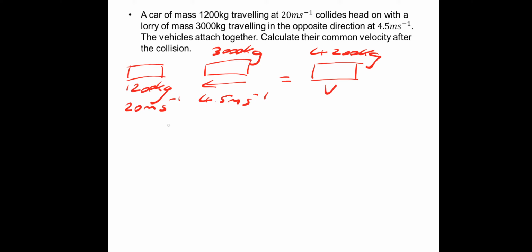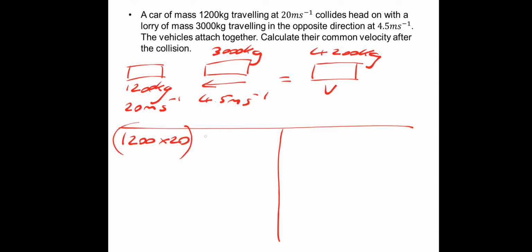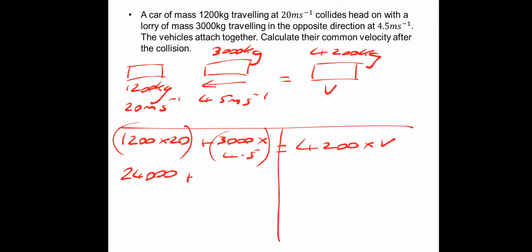So momentum before equals momentum after. So the momentum is 1,200 times 20 plus 3,000 times 4.5 equals 4,200 times the velocity, v, which is what we're going to find out. So 1,200 times 20 is 24,000, plus 3,000 times 4.5 is 13,500. But be careful with the plus, because it's in the opposite direction, so a plus and a negative is actually just a negative. And that'll be equal to the 4,200 times v.